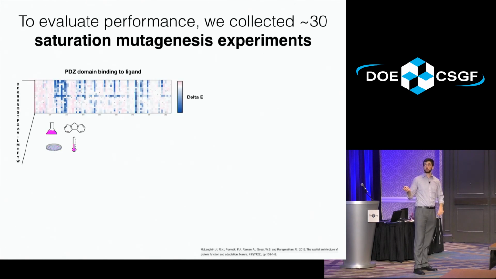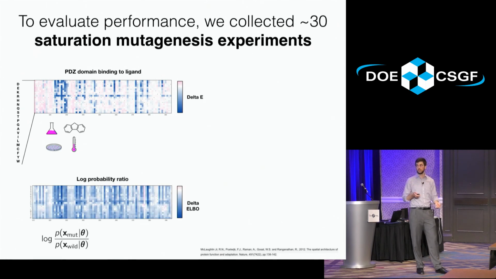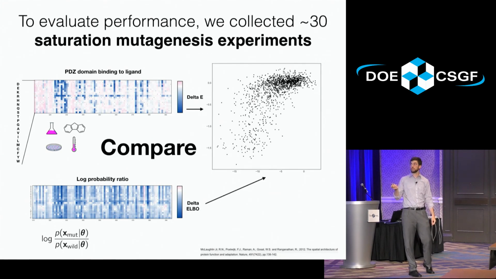So what we did is we went out and from the literature got 30 saturation mutagenesis experiments. So we got ground truth of what the effects of mutations are in the lab or in the real world. And then we computed alignments and calculated a probability model of those sequences. And then we compared those with the rank correlation coefficient.